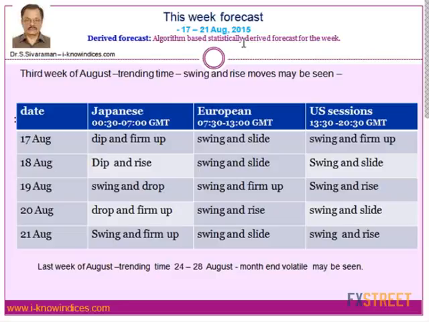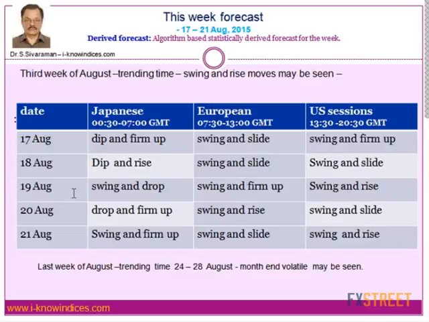Now this week, 17th to 21st of August, the market is expected to make the trending move. This is the third week of August. So during the mid-month, they are expected to make the trending move, and this trending move is expected to happen on the upside. Today we are on 17th August. So a dip and the firm up move are expected during the Japanese session, followed by a swing and slide as a week beginning false move. Then afterwards, swing and firm up is expected during the US session.